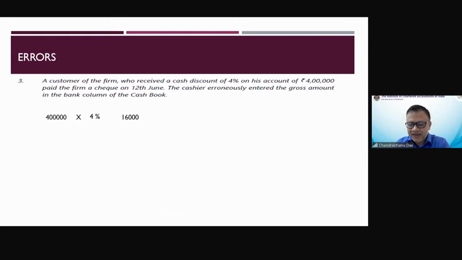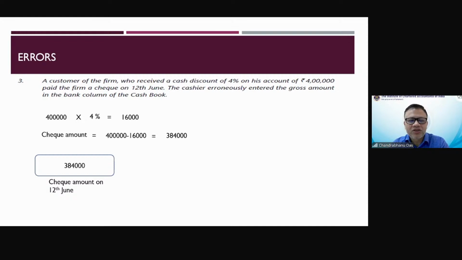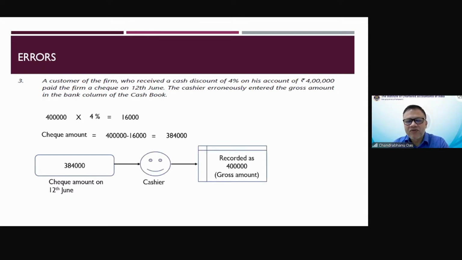Now you can see here this customer, the firm who received a cash discount of 4% on his account of 4 lakhs, paid the firm a check on 12 June, and it was erroneously entered at the gross amount. So as we discussed, the check amount should be 3,84,000. But what happened is the cashier recorded it as 4 lakhs. So the error is 4 lakh minus 3,84,000, it is 16,000 error made by the cashier. That means excess has been recorded by the cashier. So the cashier has erroneously entered the excess amount in the bank column of the cash book.